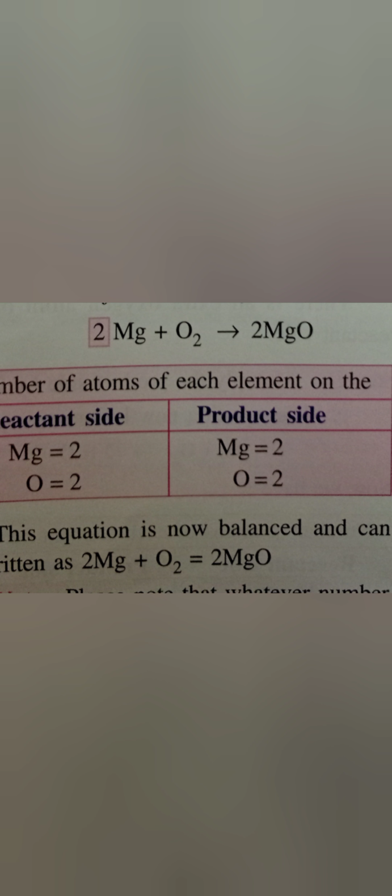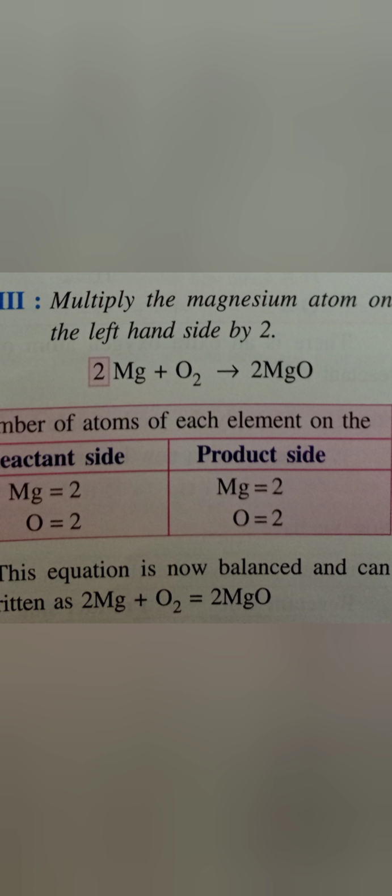So in the reactant side, 2 magnesium, and in the product side, also 2 magnesium. In the reactant side, oxygen 2, and in the product side, also 2. In this way, this equation is balanced.